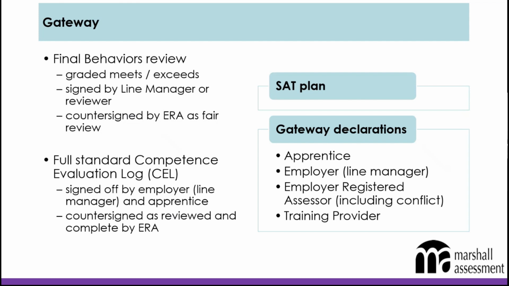There are some declarations. We need you to sign that you're ready and that you are good to go through to be assessed. We need the employer, your line manager, to do the same. We need to have that information from the employer registered assessor, so that person who's going to support your observation, including basically a declaration of conflict of interest, so the sign that they don't have a conflict of interest, and then obviously also a declaration from your training provider to say that you're ready.